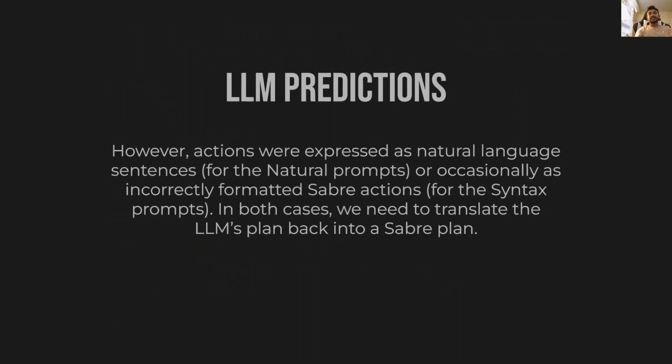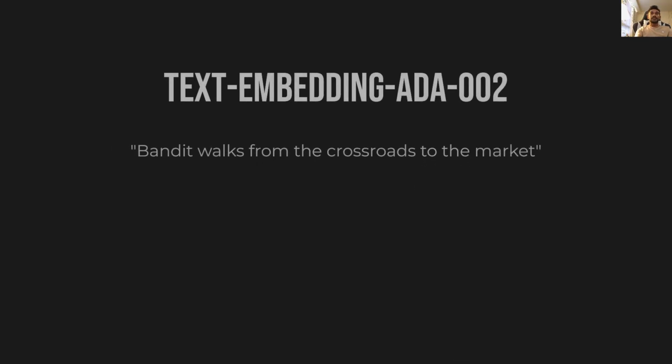However, the actions were expressed in natural language sentences for the natural prompts, and occasionally as incorrectly formatted Sabre actions for the syntax problems, so we need to translate the LLM's plans back to Sabre plans. For this, we used ADA text embedding models and used cosine distances to find the closest correct actions. What we do here is find the closest Sabre action predicted by the LLM.